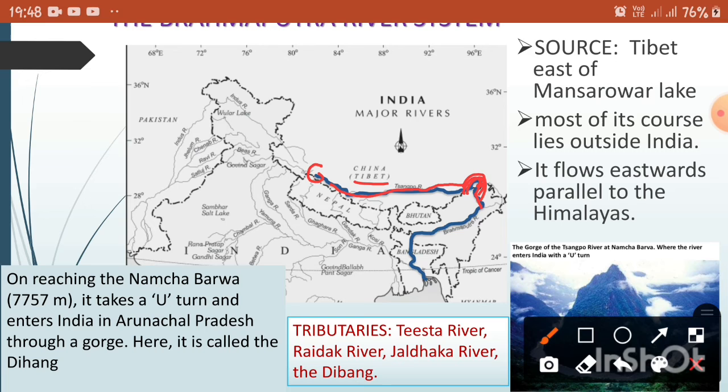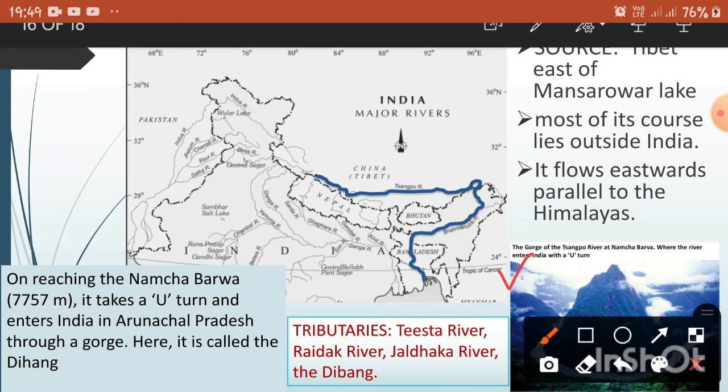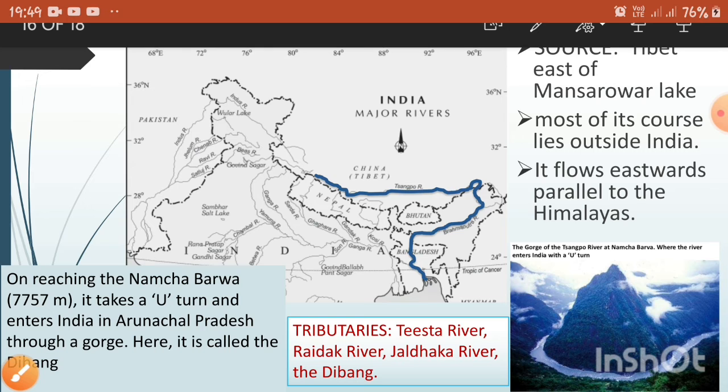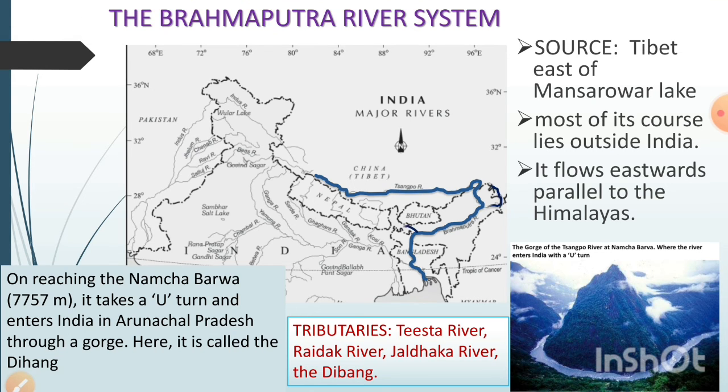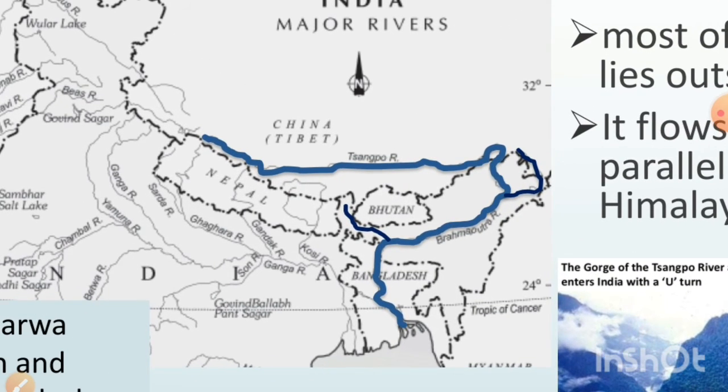Here it is called the Dihang. The name of the gorge is Dihang Gorge. Here is a picture of Dihang Gorge, where we can see the U-turn position of the river. The tributaries of the Brahmaputra river are Tista, Raidak, Jaldhaka, Dibang, etc. And in the China part, it is known as the Tsangpo river.